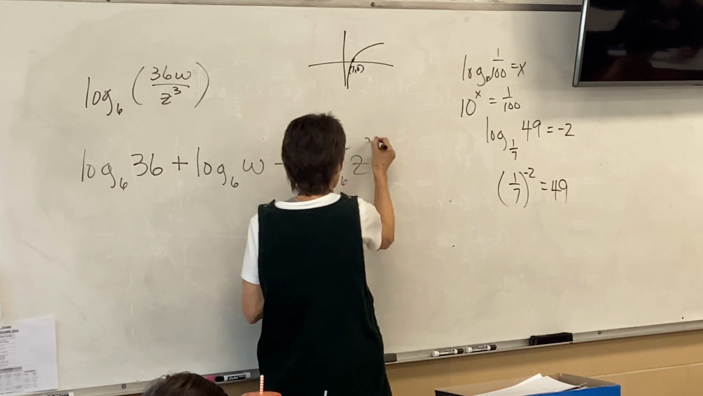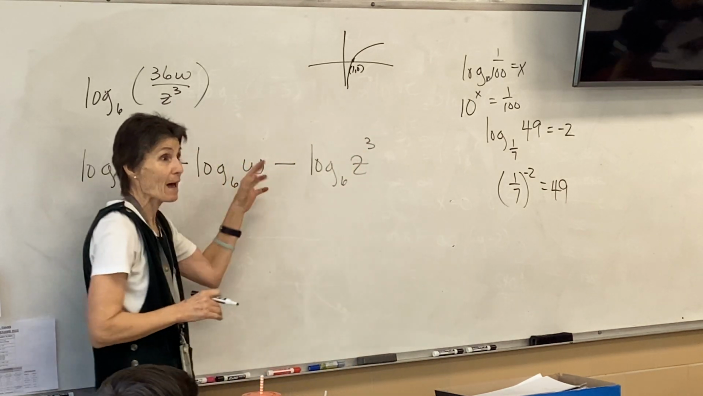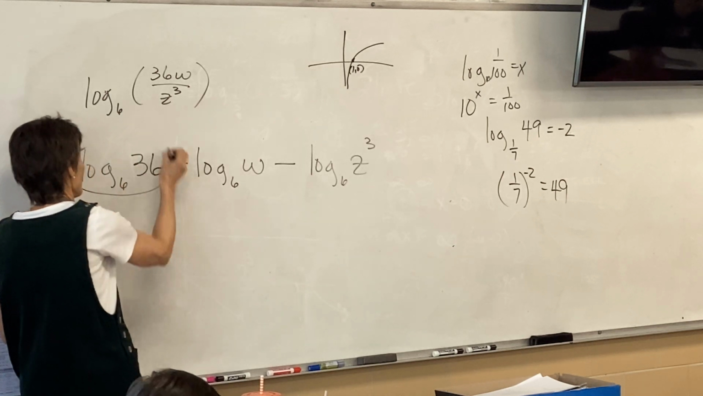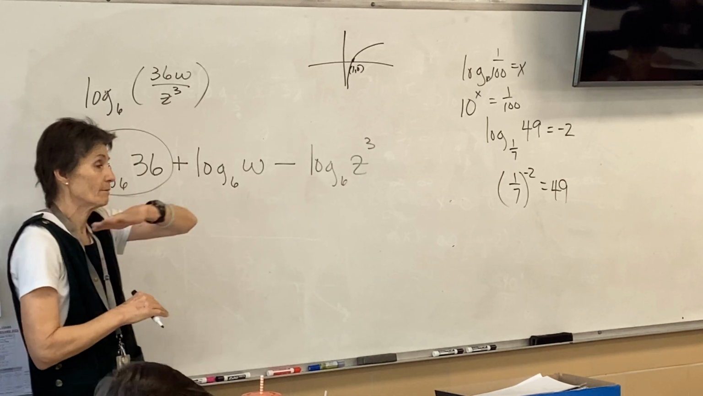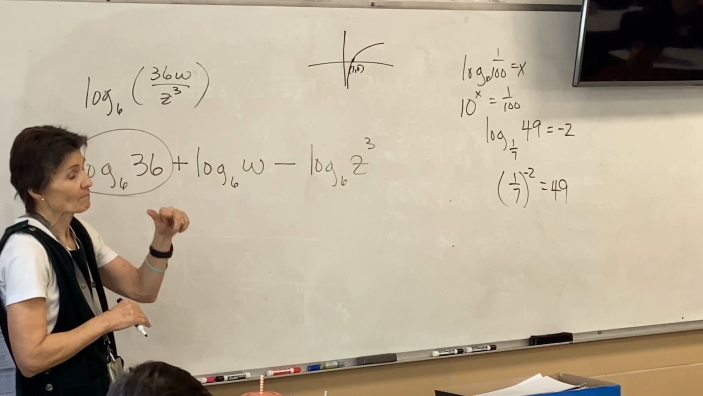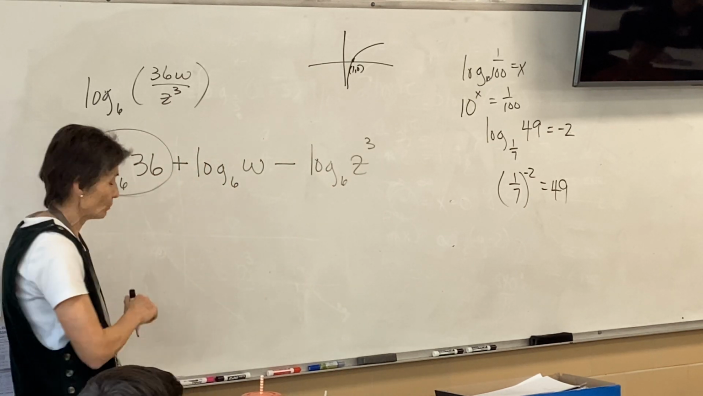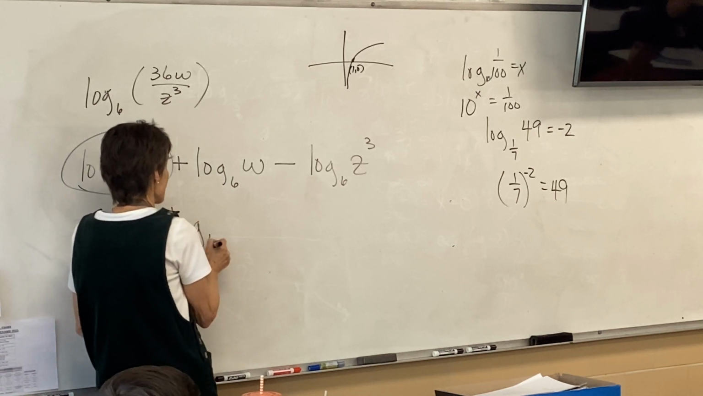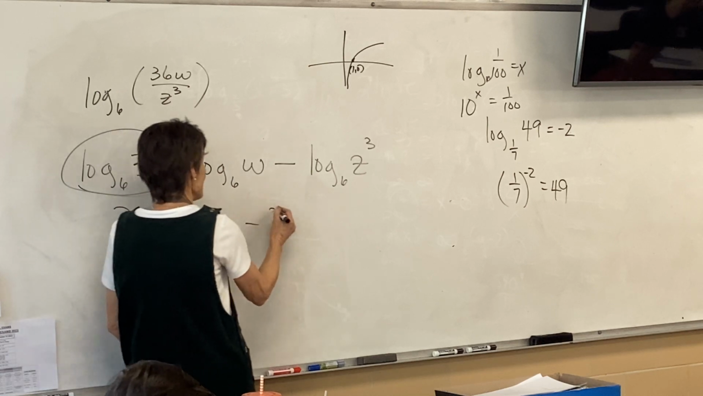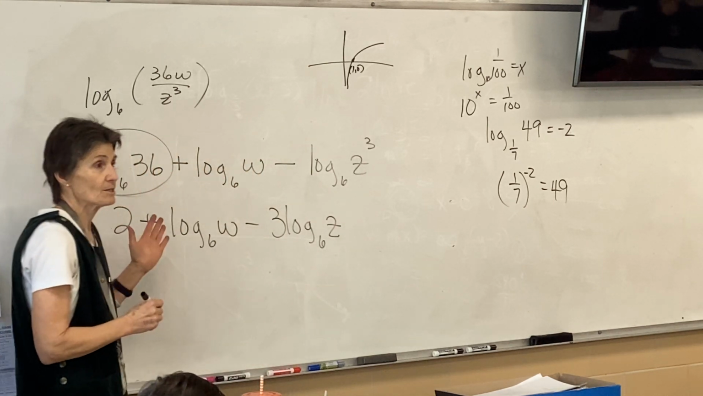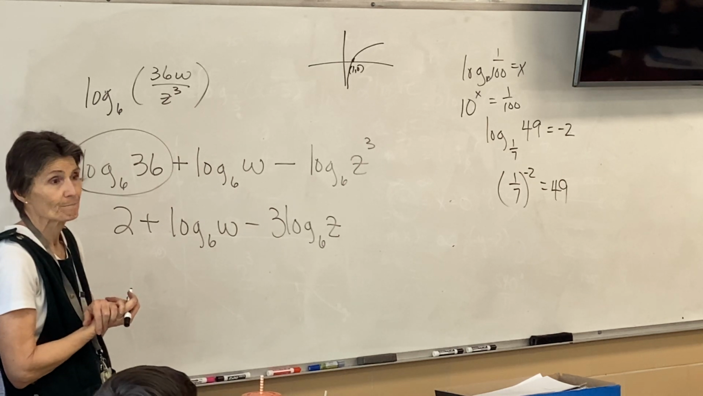Now, you don't necessarily have to write that step down, but does that make sense to you? Okay? Now, here is where a bunch of you just kind of skated on by. What's the log base 6 of 36? 2. This is 2. Plus the log base 6 of W minus 3 log base 6 of Z. So that is your simplified expansion.